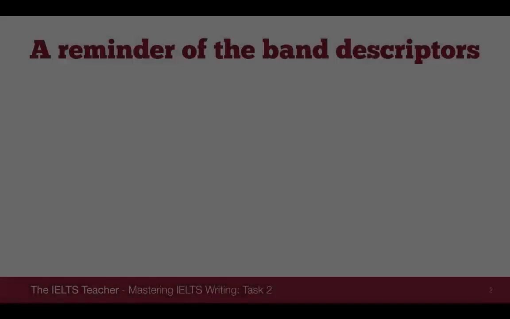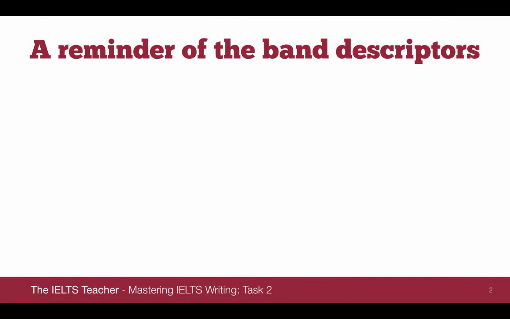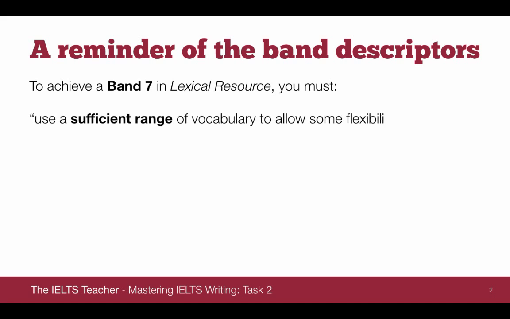So the first thing to talk about is the band descriptors. Just a quick reminder here of what the examiners are looking for. If you want to achieve a band 7 in lexical resource, you must use a sufficient range of vocabulary to allow some flexibility and precision. The key word there is range, a sufficient range, not an adequate range, which is band 6, but a sufficient range. So there must be enough range.